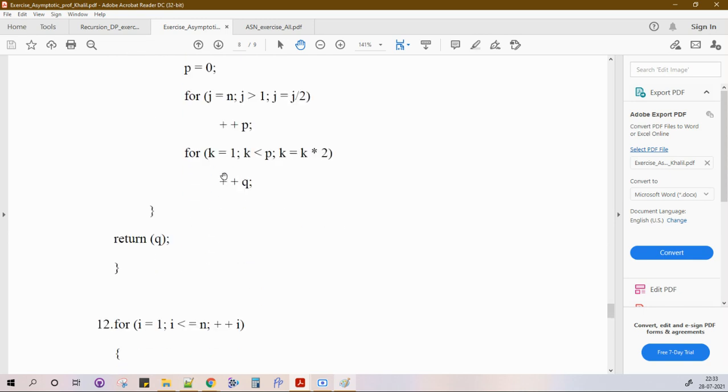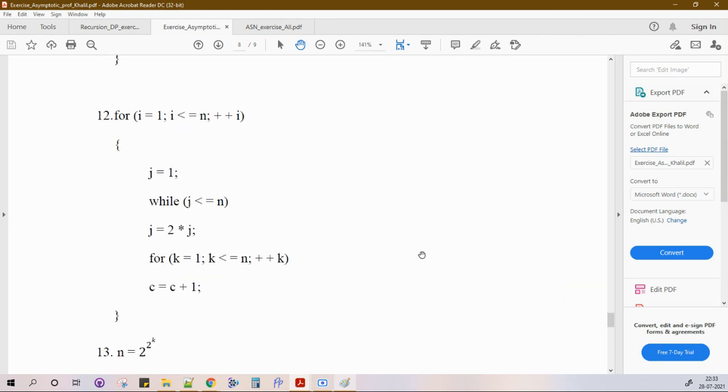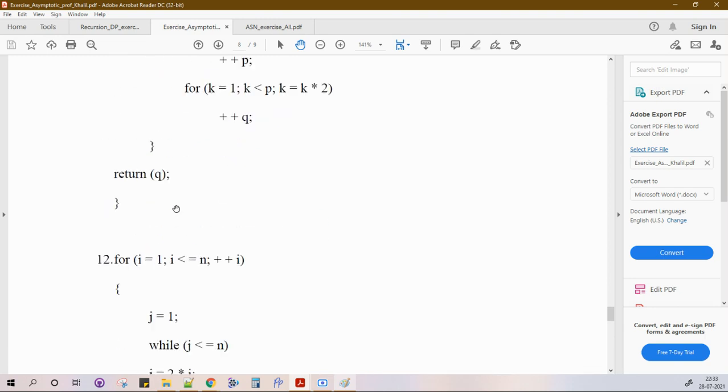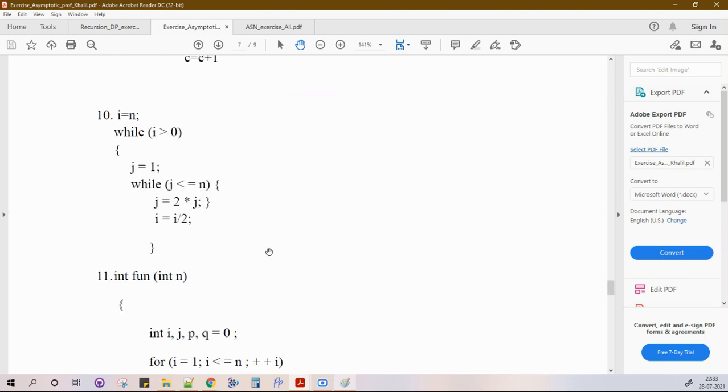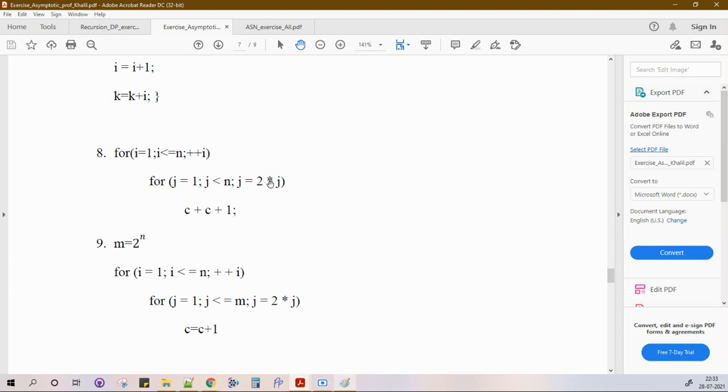Yesterday we saw this, and there are a couple of patterns. If something is increasing or decreasing by some constant k, like plus 1, plus 1, plus 1, or k equal to k minus 1, then it is mostly order of n. Mostly, because they can add one more loop and it would be n square. So that core loop is mostly of order n. If something is in multiplication, like j equal to 2 multiplied by j, 3 multiplied by j, or k multiplied by j, then it is mostly order of log n.